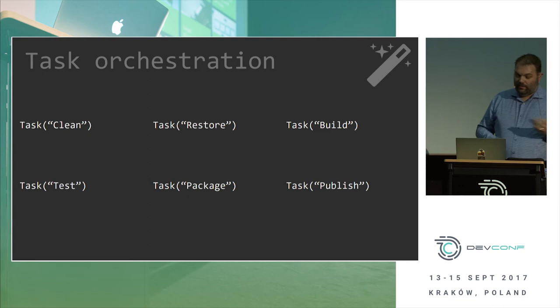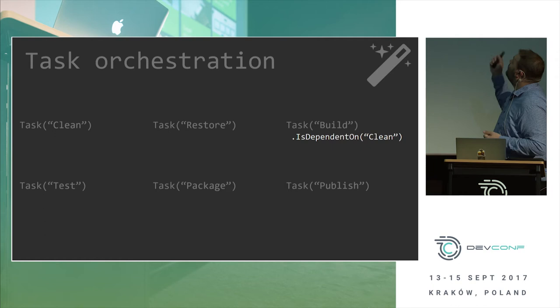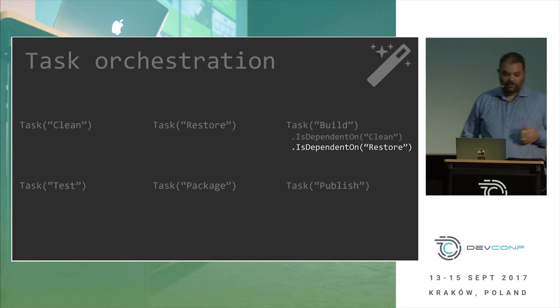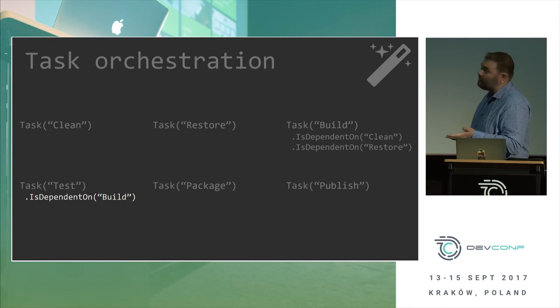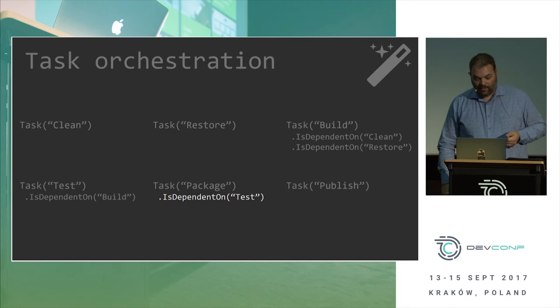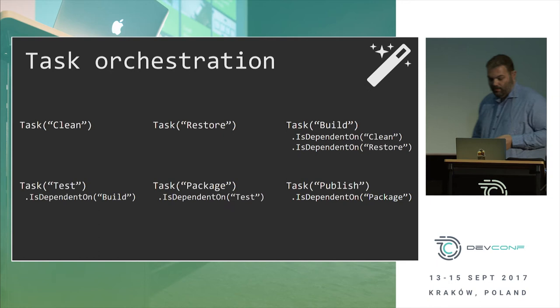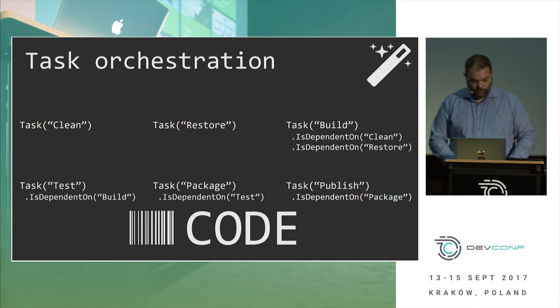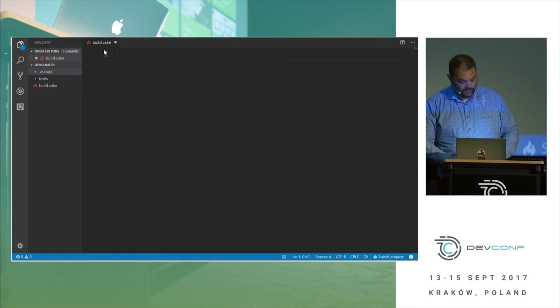The orchestration part of this is that we have dependencies. Before we build, we need to clean, and we also need to restore before we build. Before we can test, we need a successful build. Before we can package, we want to test. And before we publish, we need a package. So I'm going to show a quick code example of how we do the task organization, and the definition of that is Task.